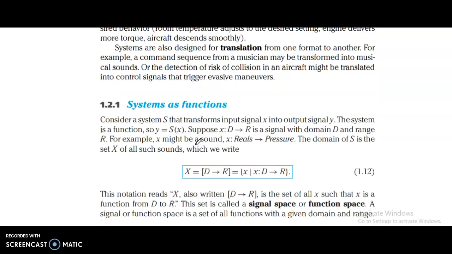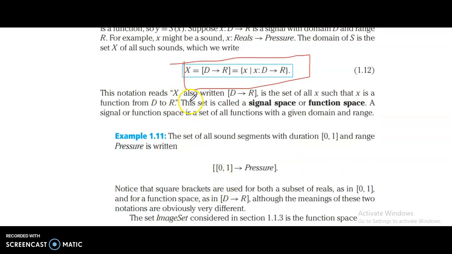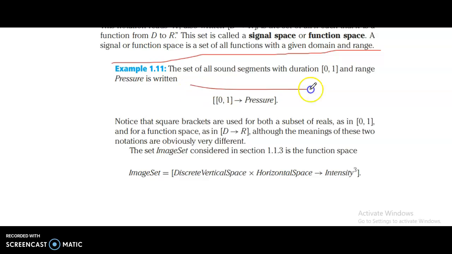A system has the form S: X to Y, where X is the domain signal space and Y the range. The notation reads: X is the set of functions from D to R, which is called the signal space or function space. A signal or function space is a set of functions with a given domain and range. Here, the set of all sound segments with the duration 0 to 1 and range pressure is written as such. Notice the square brackets are used for both subsets of reals, as in 0, 1 and 0, 5.